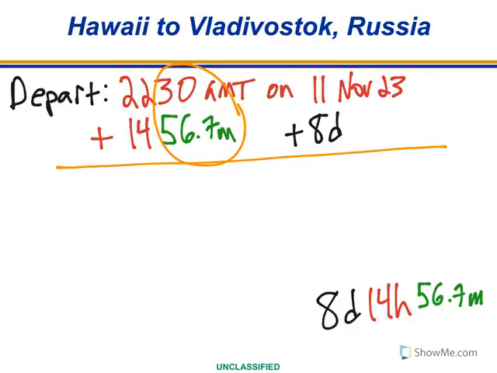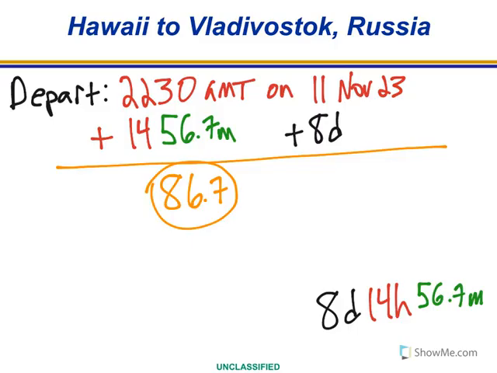So we'll start by doing our minutes first. In our calculator, we'll take 30 and we'll add 56.7 minutes, and we get 86.7. However, this number needs to be between 0 and 60, just like any time, the minutes will always be between 0 and 60 minutes, because there's only 60 minutes in an hour. So what we're going to do is take 60 of these minutes, so we'll subtract 60, and we'll add 1 hour over here to the hours column, so that they cancel out, because 1 hour equals 60 minutes. So this 86.7 minutes becomes 26.7 minutes.